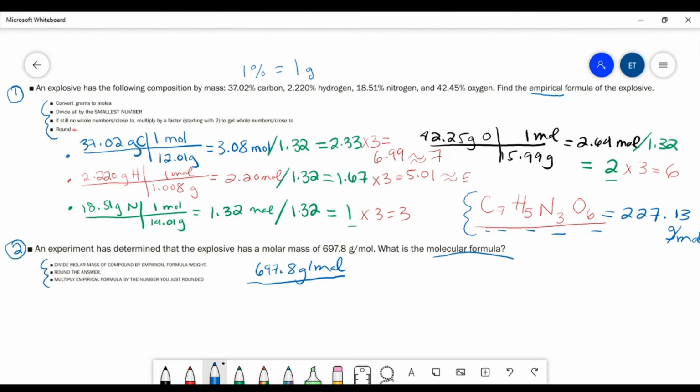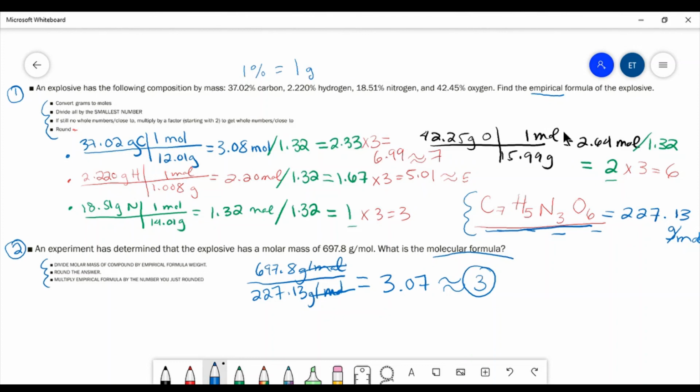So I already calculated it based on the numbers that we have here, and it came out to 227.13 grams per mole. Okay, so go ahead and do the math for this. It should give you around 3.07. The units cancel. Okay, so we round this number to 3.